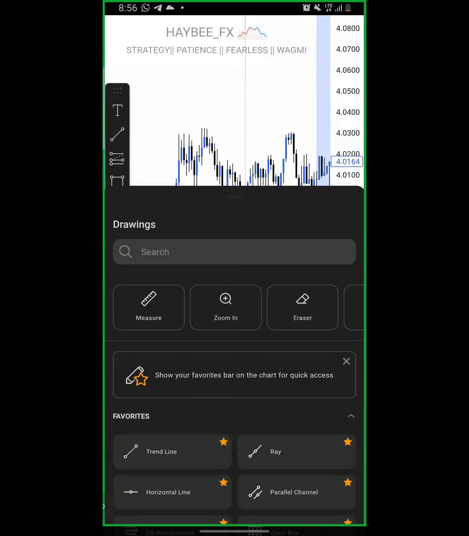So what do I do? I don't jump into this trade immediately. I mark out this my candlestick because I've seen a candle here. Okay. So I've seen a candle around here.